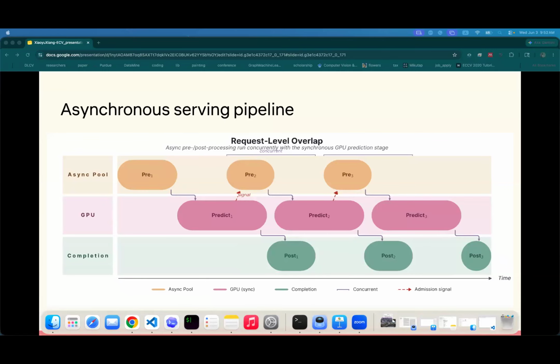The next level is request-level overlap. While we talk about efficiency, we should also care about scheduling, resource utilization, and robustness under real user traffic. In a serving system, while request 1 is in the GPU doing the prediction, request 2 can be running in pre-processing, and request 0 can be in post-processing. So across the requests, the GPU prediction runs in sync, while the pre- and post-processing can run async. For production deployment, this can reduce idle time and maximize service throughput.